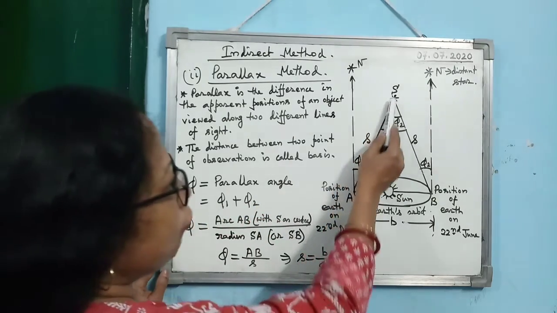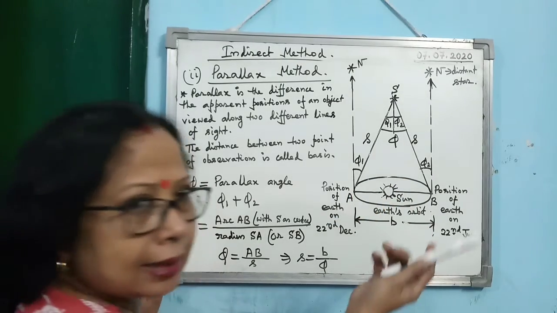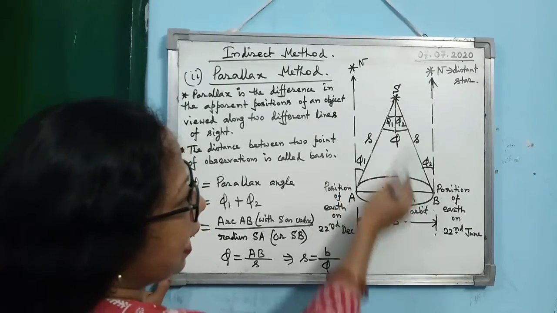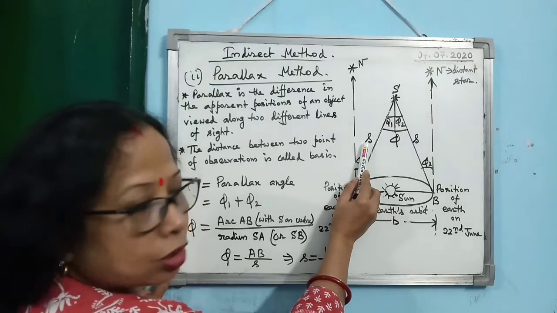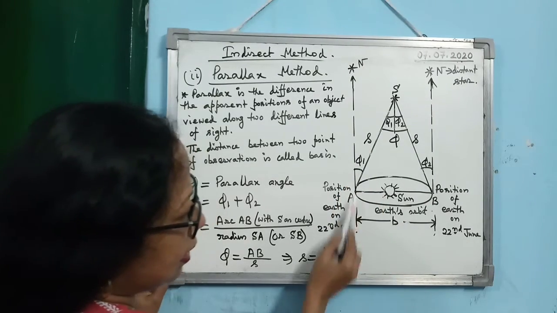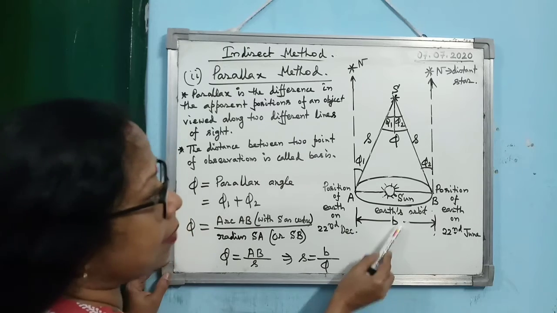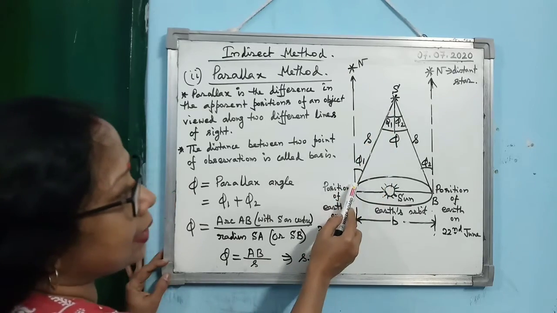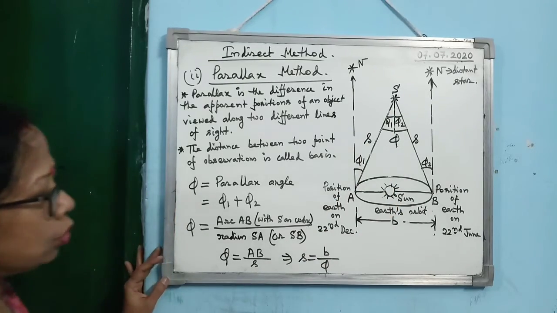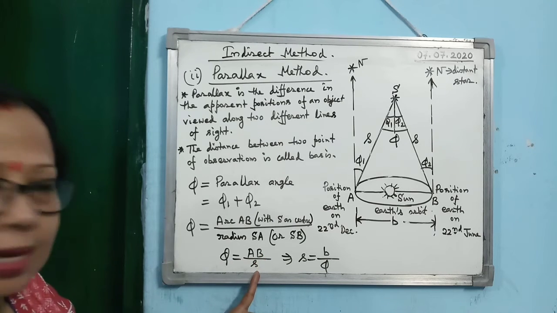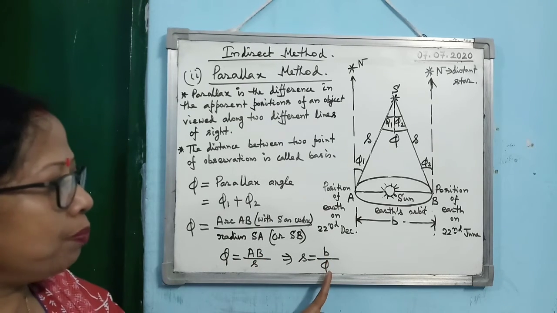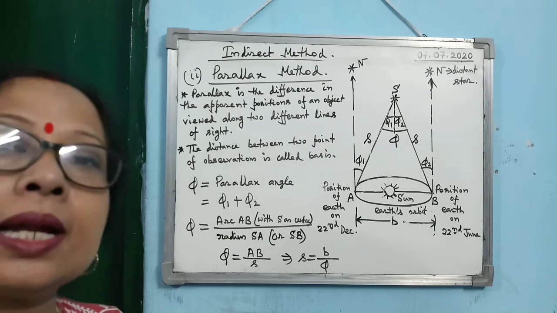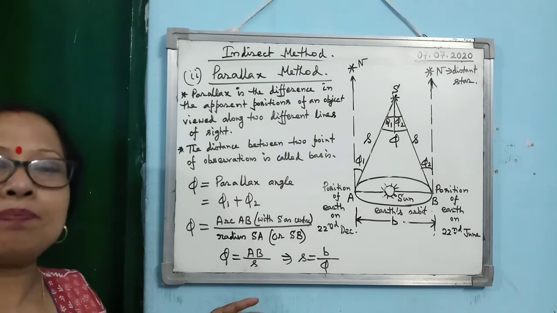Now if you apply simple geometry, again that concept of S is equal to r theta. If I consider this distance, SA and SB, as r, or the radius of the circle, then AB, which I have denoted by small b, will be taken as an arc. So AB is an arc, S is the radius and phi is the angle at the center. So you can write phi is equal to AB by S. So S is equal to b by phi. b is the distance between the two positions or two different lines of sight. This is known as the parallax method.